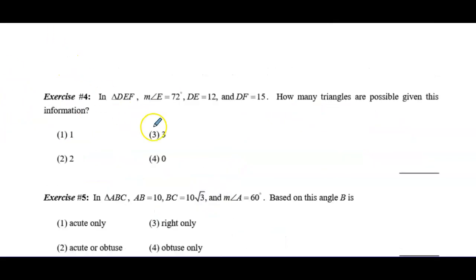All right, so let's go on to exercise 4. In triangle DEF, angle D is 72, and DE is 12, and DF is 15. So let's quickly draw that. I get my triangle, we'll call this angle E, 72 degrees. All right, so this could be D, call that 12, this could be F, and call that 15. Oh wait, DF is 15, not EF. So let's fix that. So DF is 15.